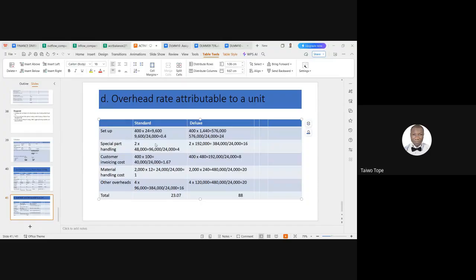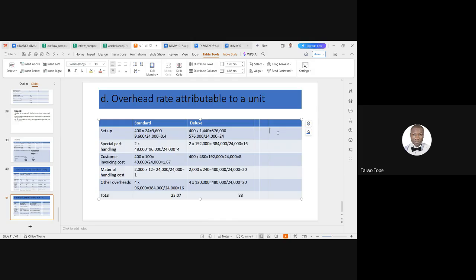585,600. Yes, 585,600. So now, the other way you can solve it is the total setup is what? 24,024 plus 1,440. We give you what? 1,464. Let me show it.